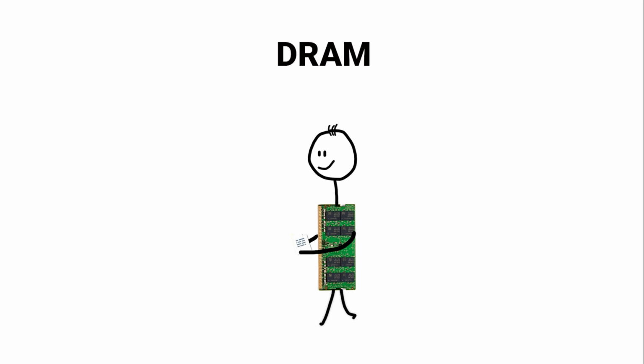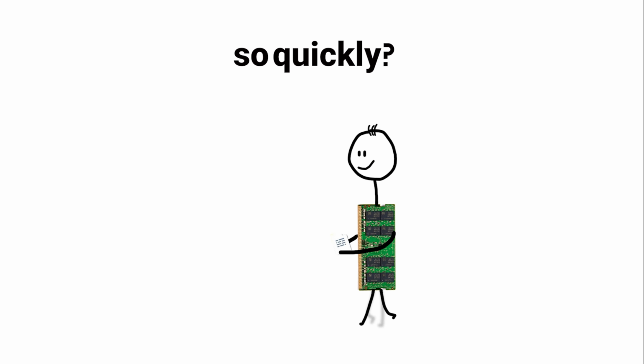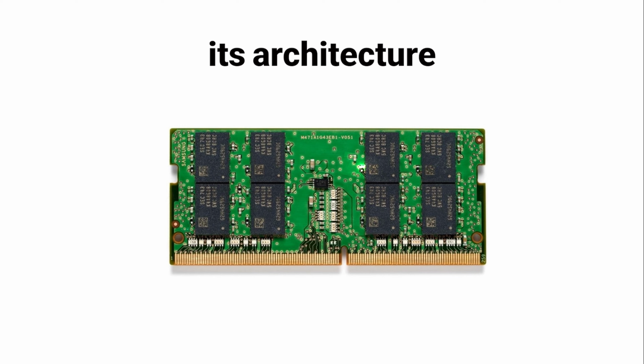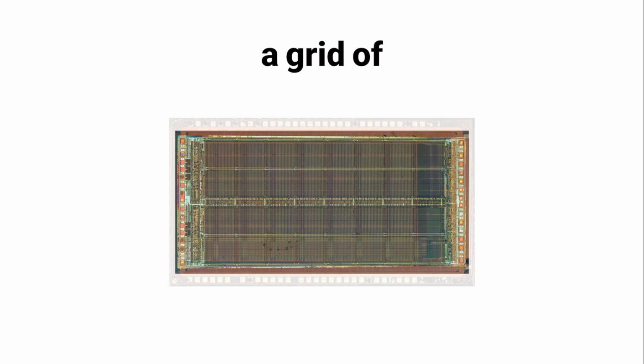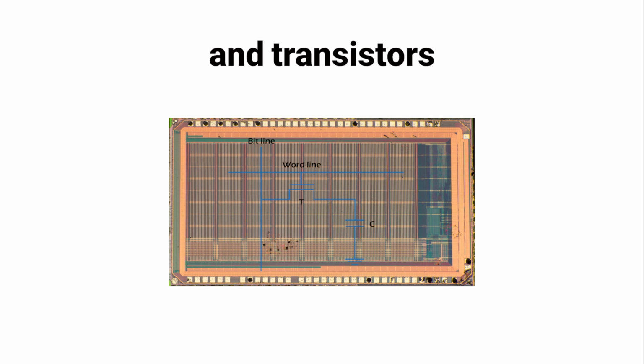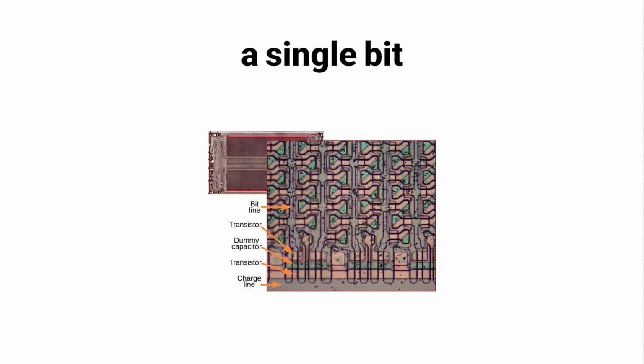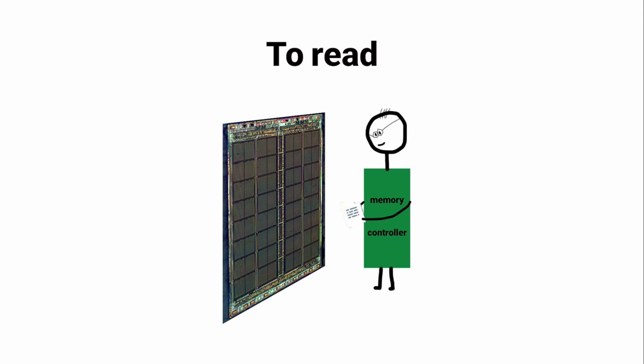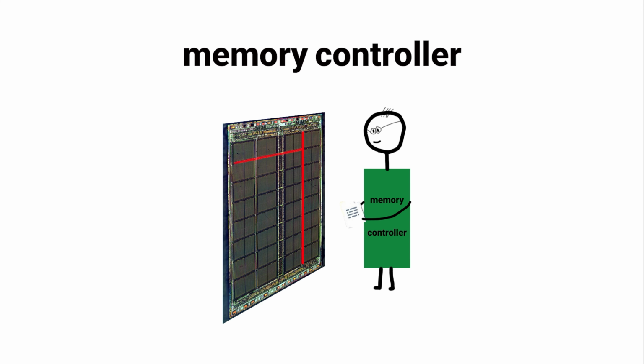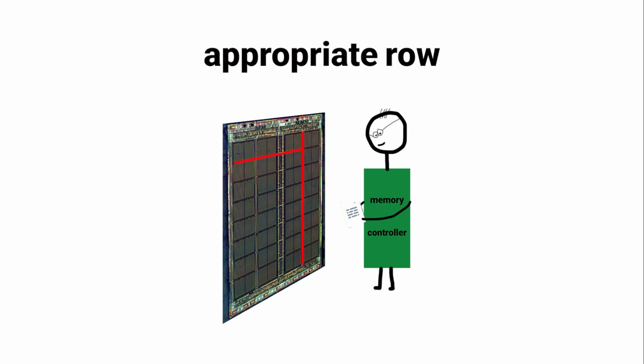So, how does DRAM store and access data so quickly? The secret lies in its architecture. DRAM is organized into a grid of tiny capacitors and transistors, each representing a single bit of data. To read or write data, your computer's memory controller selects the appropriate row and column in the grid, allowing for near instantaneous access to any bit.